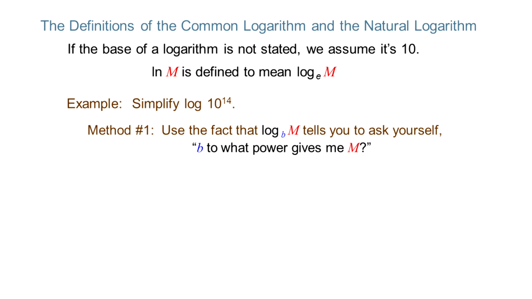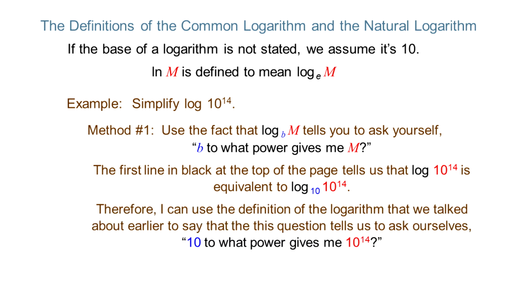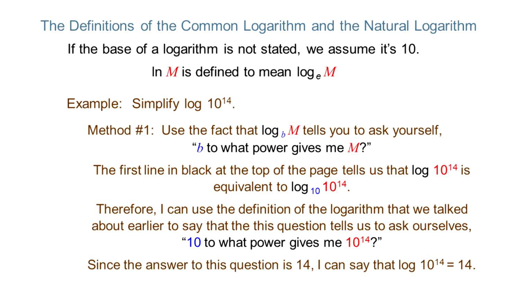To work this problem using the method I'm going to call method number 1, I need to recall the definition of the logarithm, which is stated for you again here. Since we must assume that the base for this logarithm is 10, I can say that the problem is equivalent to the one you see here. That means that this question is telling me to ask myself, 10 to what power gives me 10 to the power of 14? Since the answer to this question is 14, I can conclude that the common log of 10 to the power of 14 is equal to 14.